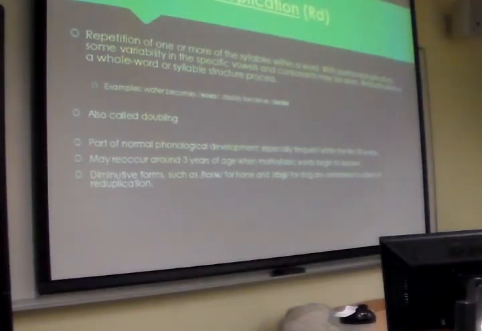We'll call it reduplication, but they mean the same thing. This is definitely a huge part of development. This is something that even the average person knows, not calling it reduplication, but knows that kids say wah wah and da da and those types of things. We see this especially within the first 50 words.